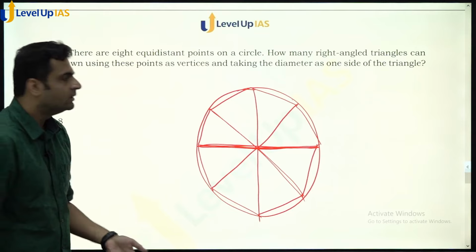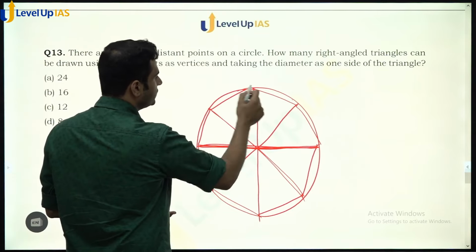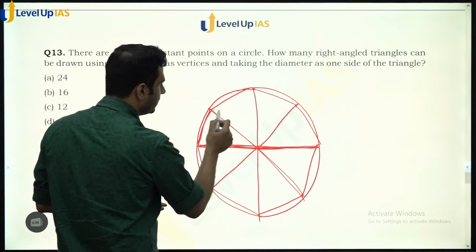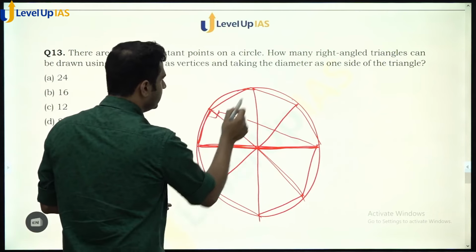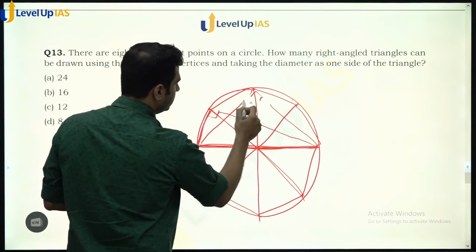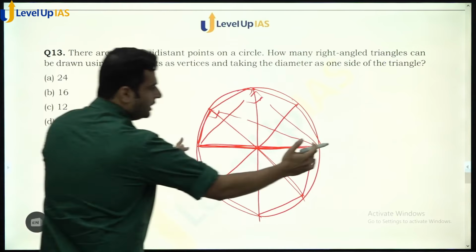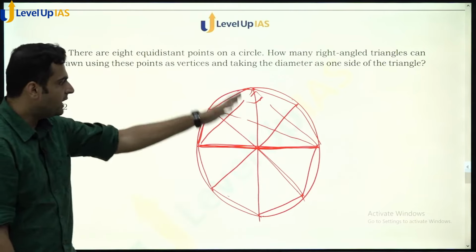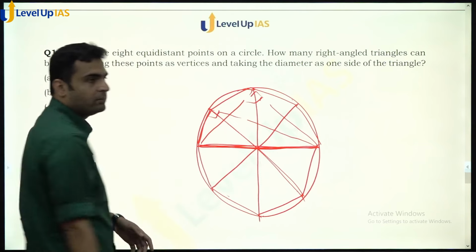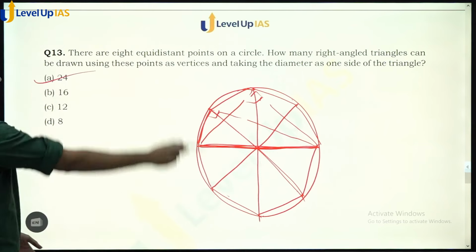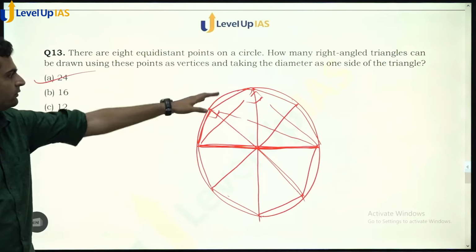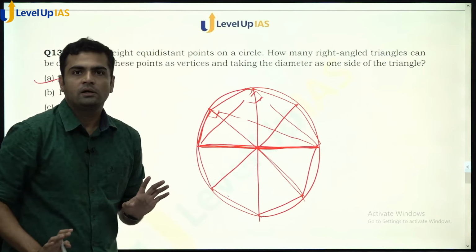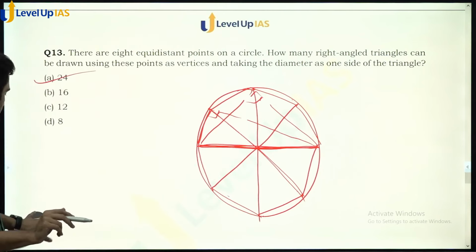But we already know that irrespective of any point you choose, this will always be a right angle triangle, right? Because this is diameter. So this is always right angle. This is also right angle. This is also right angle. So for one diameter, you have 1, 2, 3, 4, 5, 6 as right angle triangles. And there are 1, 2, 3, 4 diameters. 6 into 4, 24 is the answer. You don't have to think about it if you know that every triangle would be right angle when we take diameter as one side. Simple.